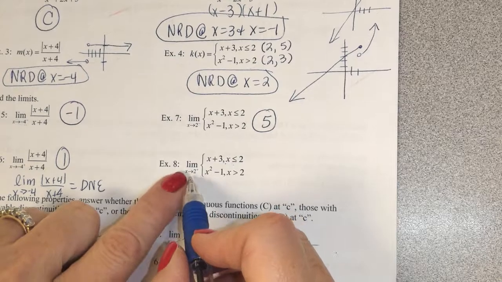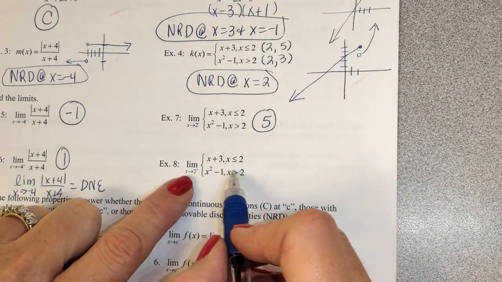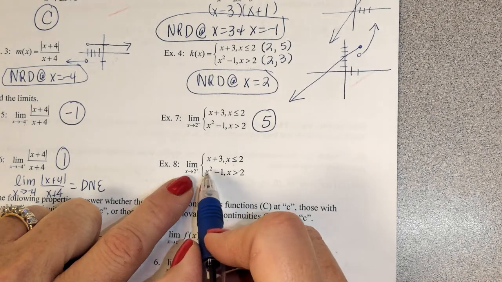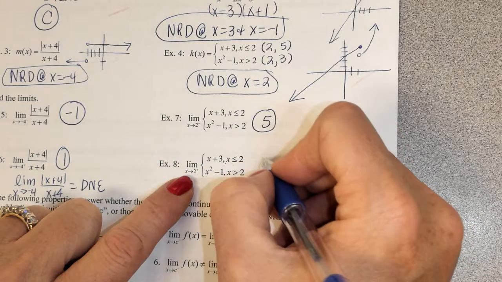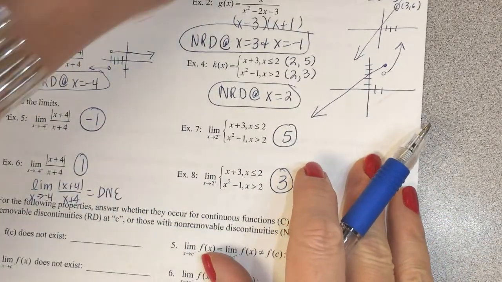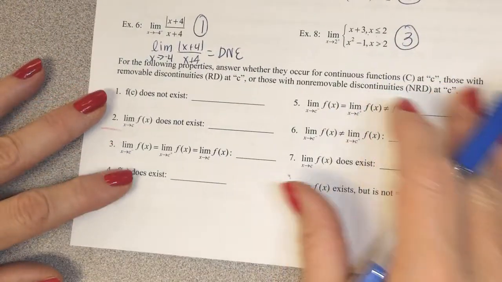All right, then for this one, as we approach 2 from the positive side, well, this is the greater than side. That means the same as the positive side, so I can just plug it in. 2 squared is 4, minus 1 is 3. Or I could look at the graph. All right, let's go down here.